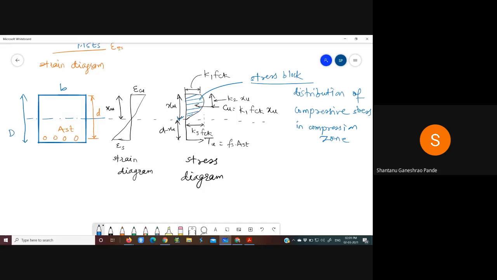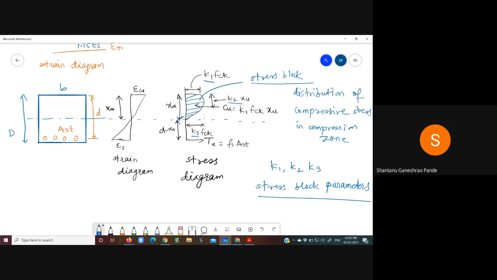Now the constants or parameters which give you a clear idea about this stress block behavior or stress block shape are known as stress block parameters. And if you see here, the constants are k1, k2 and k3. So these three constants k1, k2, k3 are known as stress block parameters.